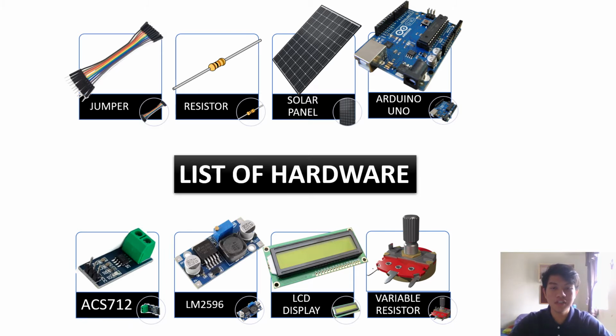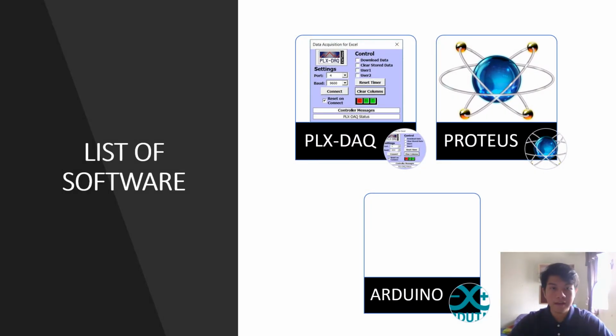So this is our list of hardware. We use all of these items to create our circuit hardware. Next, for the list of software, we use PLX-DAQ to record and store the data in Excel. For Proteus, we use it to simulate our circuit, and Arduino for the microcontroller coding.